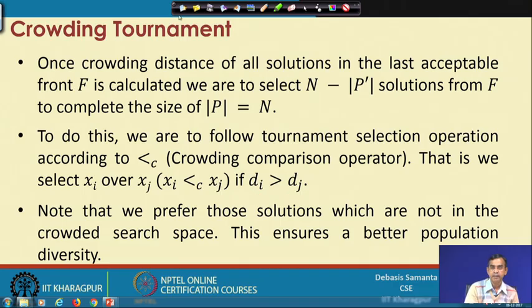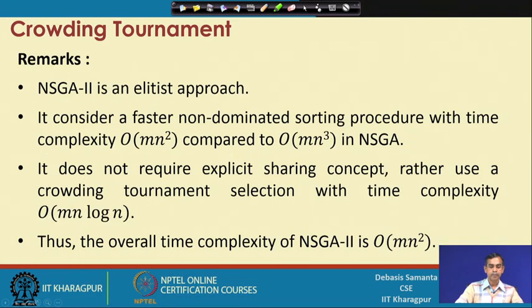It is the same concept that is there in NSGA, but NSGA follows the niche count. Here, instead of niche count, it considers crowding distance. So this is the difference between NSGA and NSGA 2.